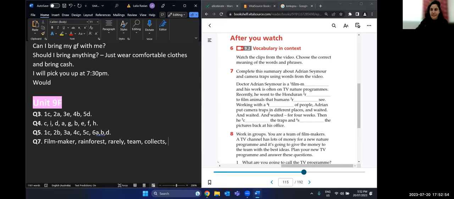That's what I'm thinking, because he waited and waited and waited, and then he collected, we could put it in the past, and then he collected the traps and so he collected them, he picked them up and took them, studied. The pictures back at his office. So he's looking at the picture and he's seeing what's happening. He's studying it. He's looking for, you know, what's happening in the picture. And he studied his pictures back at his office.